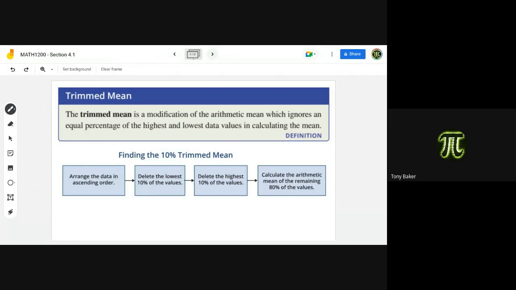Yeah, it eliminates your outliers, and those can cause major issues with the mean. Out of all the values, mean's the one that's the most affected by outliers. So a trimmed mean basically eliminates that and still gives you a good estimation of what the mean should be.